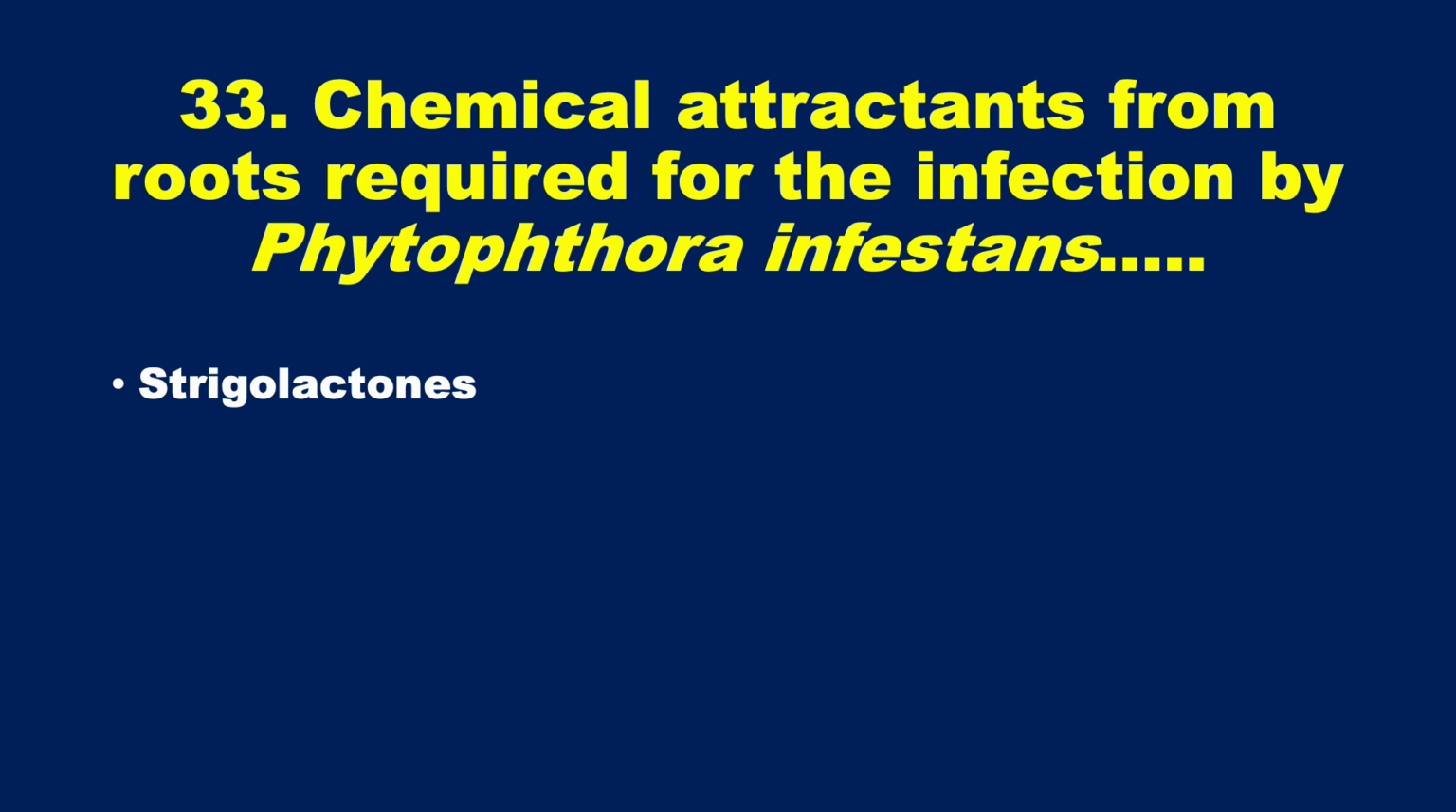Next question is on the chemical attractant from roots required for the infection by Phytophthora infestans. It is strigolactone. So we should understand that when Phytophthora infestans detects strigolactones in the soil, it triggers a series of events that lead to the germination of the infective spores, that is zoospores. And these zoospores then swim through the water film on the soil surface and chemotactically move toward the root exudates, including strigolactone, which act as a chemoattractant.